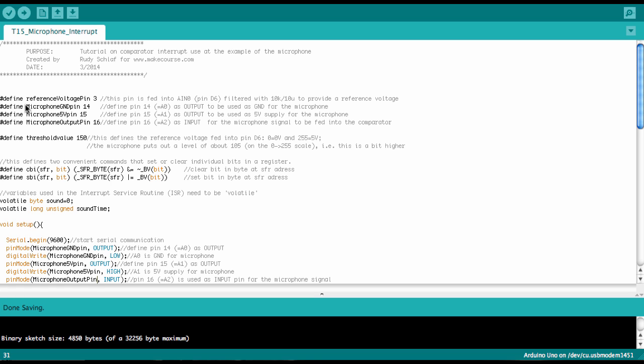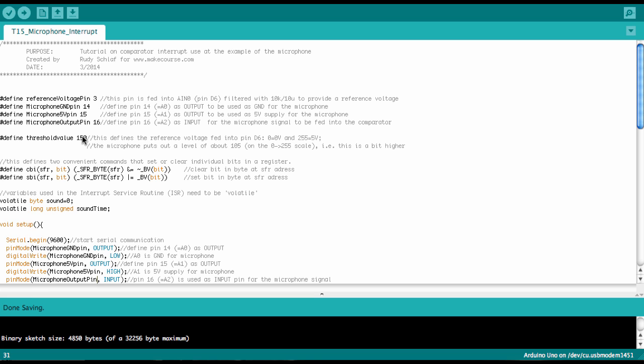Then we define the microphone pins, which are 14, 15, and 16. So they double as A0, A1, and A2. Pin 14 and 15 are outputs to be used as ground and 5-volt supply for the microphone. And pin 16, that will be used as input for the microphone signal, which will be fed into the comparator to be compared with the voltage that's being generated on pin 3 and fed into pin 6. Then we define a threshold value of 150.